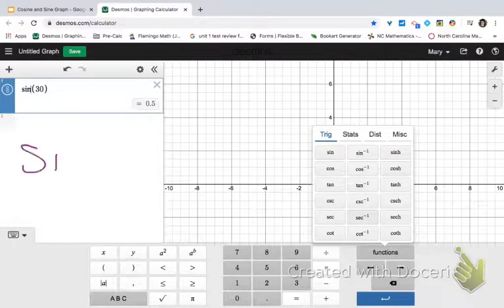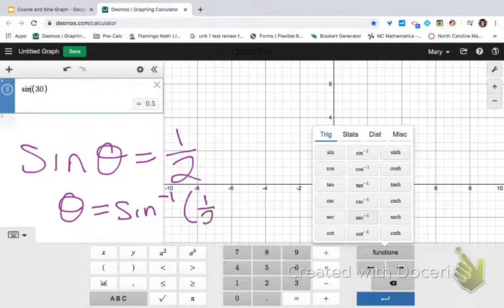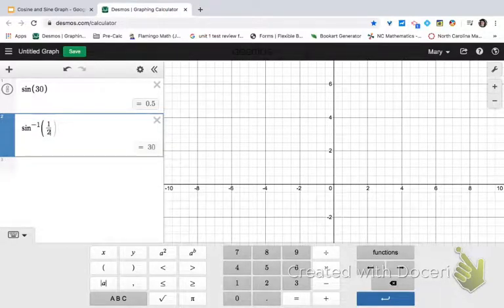So if I had sine theta equals 1/2, I need to separate the sine from its theta, so I would take the inverse. So theta equals sine inverse of 1/2. Now if I were to type that, sine inverse 1/2, into my Desmos here, I could take sine inverse of 1/2, close parenthesis around the whole thing, and it says it equals 30.